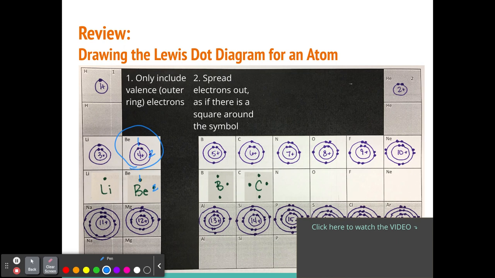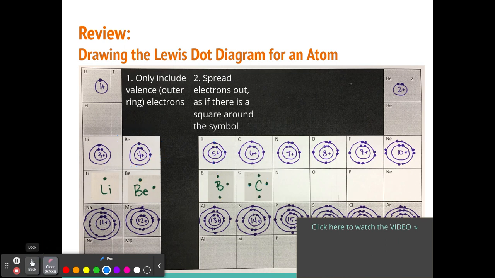Notice that boron has 3 dots in its outermost orbital. And so for the Lewis dot diagram for boron, we're going to draw 1 at the top, 2 on the side, 3 at the bottom. Carbon's the same. We'll draw 1 electron at the top, 2 on the right, 3 goes on the bottom, and 4 goes on the left.